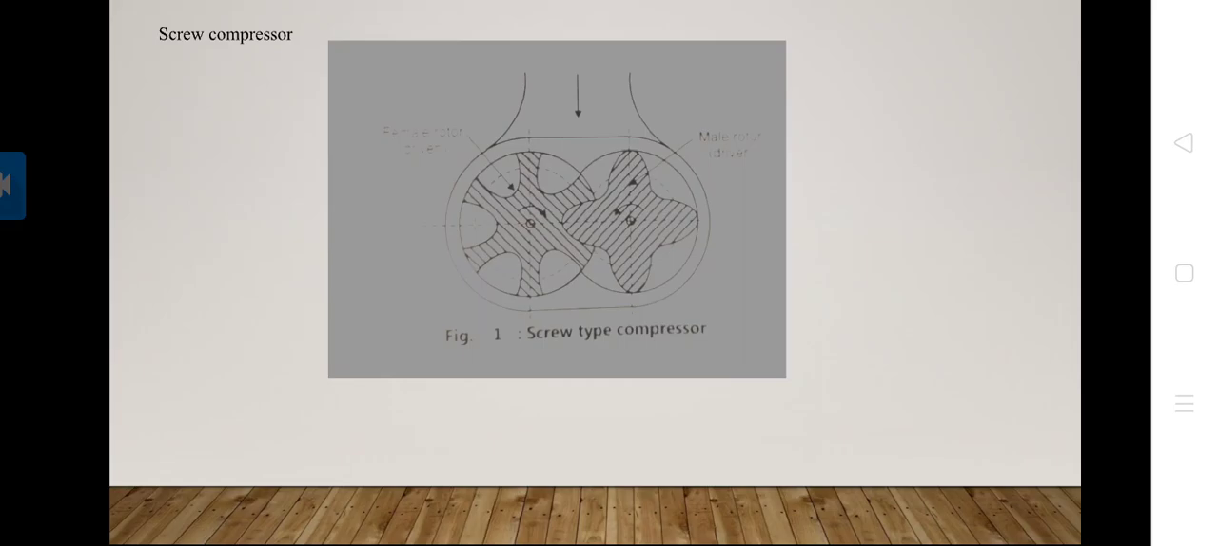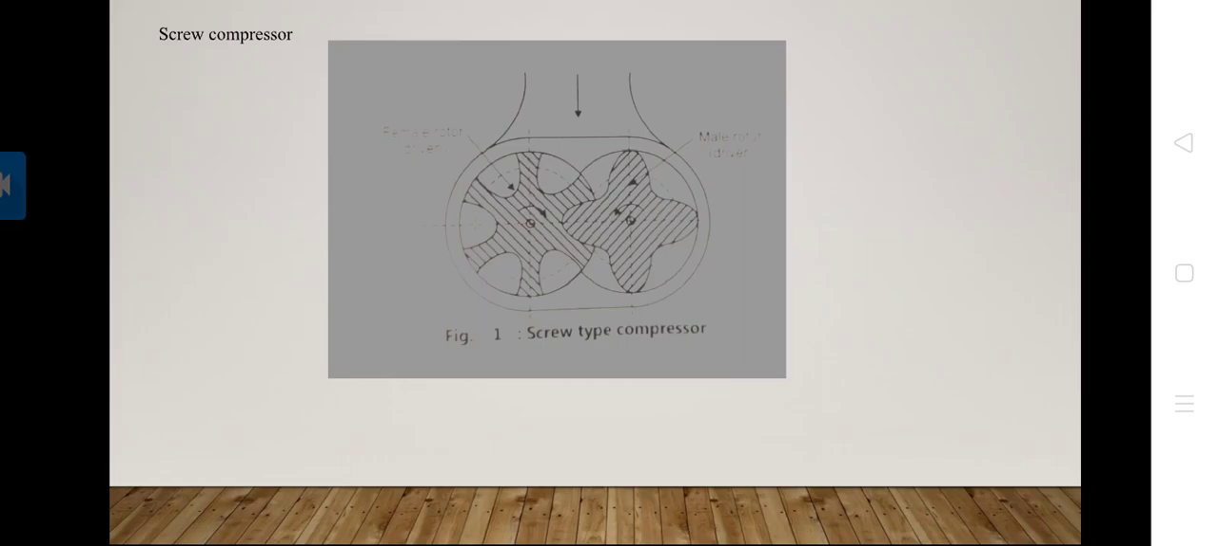First we see the screw type compressor. In this figure, figure number 1, we can see a screw type compressor. There are two rotors: the first is a female rotor that is driven, and the second is the male rotor that is the driver. The screw type compressor is a positive displacement compressor, and it consists of two mutually engaged helical grooved rotors suitably housed in a casing.